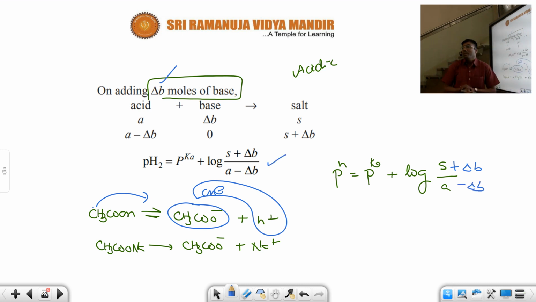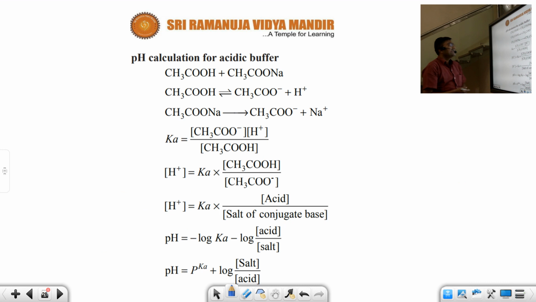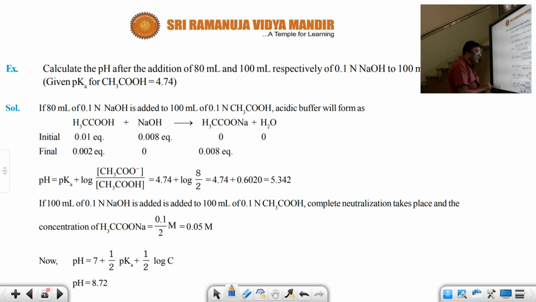I hope you understood. So in the examination, C plus x, C minus x. So C plus x, and here C minus x. So this x is what you add here. So very simply, very comfortably, you can do the numericals. Very interesting numericals. So this is how acidic buffer just now I conveyed. pH is equal to pKa plus log salt by acid.